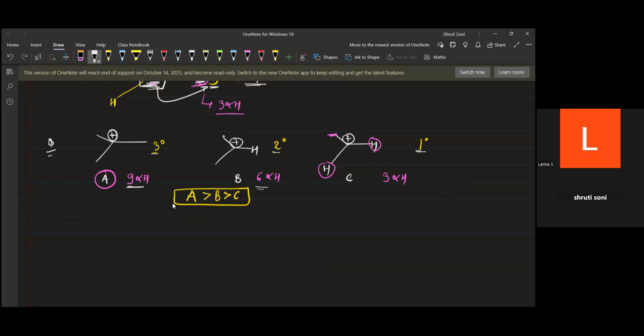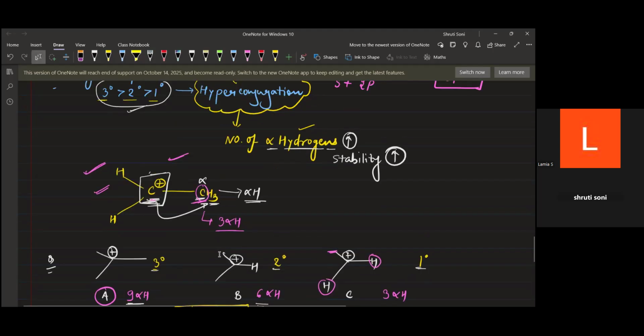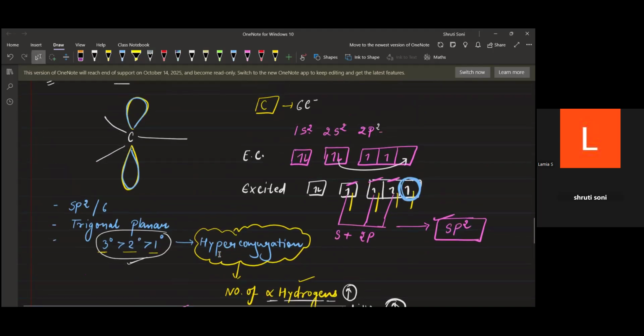So the reason A is more stable is because of more degree and more hyperconjugation together. Yes, we can say more degree or more hyperconjugation. So this is about carbocation.